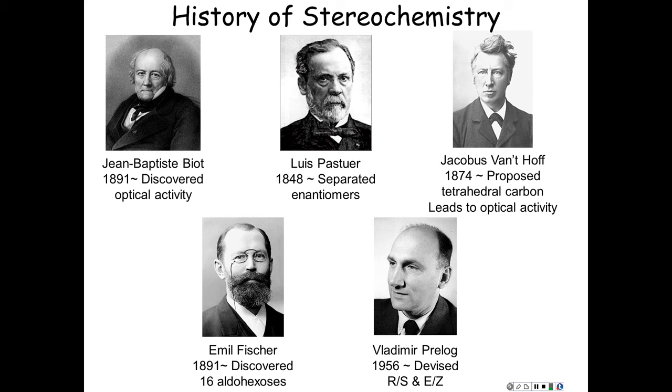Van't Hoff, even later than that, proposed that tetrahedral carbon is what caused it. We'll take a tetrahedron apart here in a moment. And then Emil Fischer, right? Fischer, whom you'll learn about, was one of the first Nobel laureates, in 1901. And then R and S, Vladimir Prelog, in 1956. That's how we named them. A little bit about the guys who really were important in this. Only Fischer and Prelog have Nobel Prizes because the first Nobel Prize was in 1901.